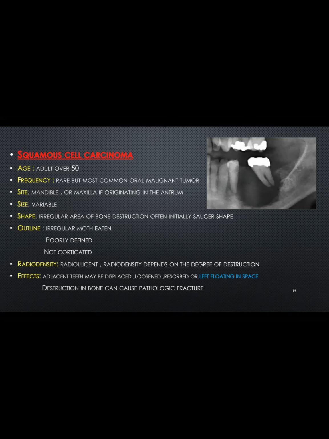Because it causes a lot of destruction, it could lead to something called a pathological fracture. That's when the tumor actually eats a lot of bone and makes it weak. And even a minor trauma that usually wouldn't break a jaw would break a jaw in this case, just because there's so much bone missing. And obviously it has an irregular outline because, like I said before, anything that's malignant grows fast, so it doesn't have a well-defined outline. It's always moth-eaten or poorly defined.